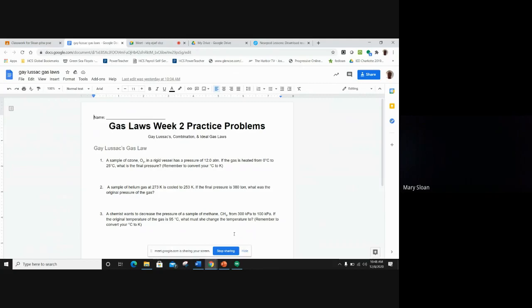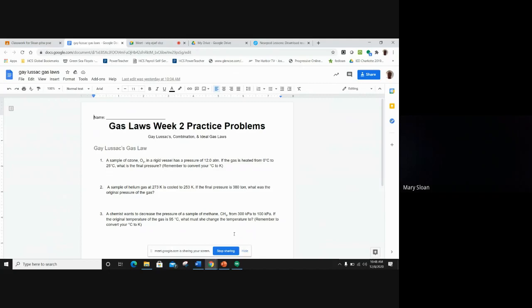So if we're looking at P1, T1, P2, T2. My first pressure is 12 atm. My first temperature is 0 degrees Celsius. And my second temperature is 25 degrees Celsius. So write that down. I have it on the right.